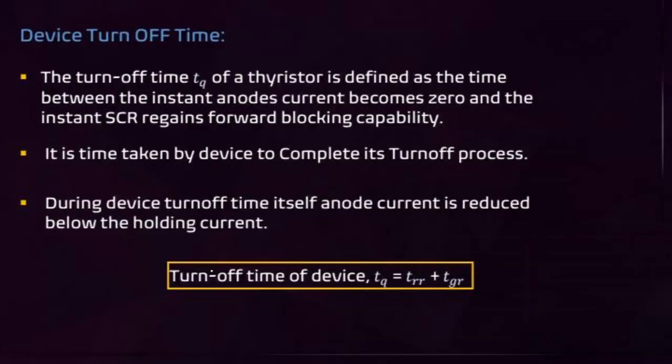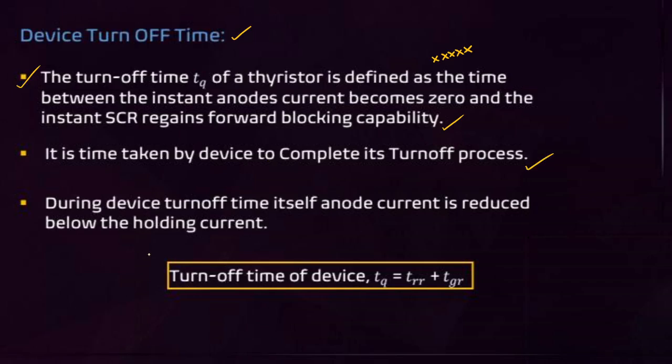Next, what is the circuit turn off time, and what is the device turn off time? What is the relation between these two? That is very important from the GATE point of view. Questions are already framed. Here I have given the definition of the device turn off time. The turn off time tq of a thyristor is defined as the time between the instant anode current becomes 0 and the instant the SCR regains its forward blocking capability. Very important; the question may be expected like this. The turn off time of SCR is defined as the time taken by the device to complete its turn off process.